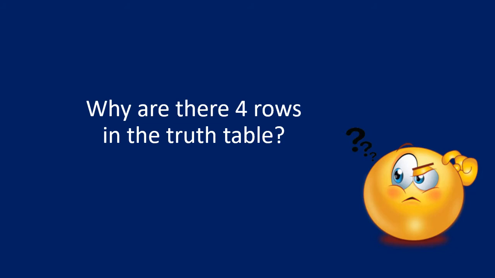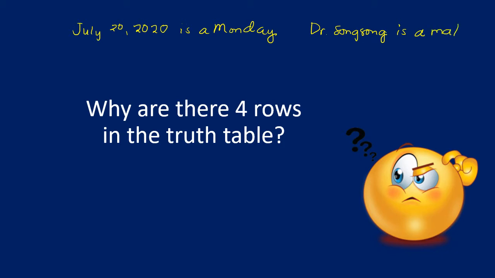Actually, I already answered this question, right? Why are there four rows in the truth table? Anyway, before we go to that question deeper, let me just give an example of a statement. For example, I say, July 20, 2020 is a Monday. And then, Dr. Song is male. Okay, let's just say that one.